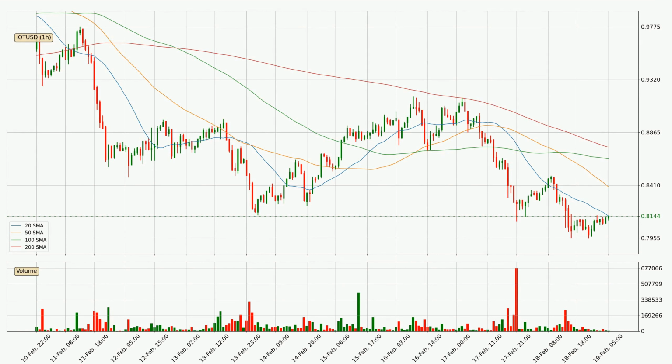Jumping to the hourly simple moving averages, the current price is below all simple moving averages for this time interval, which looks bearish, and it is to watch if the closest SMA, the 20 SMA, will play as resistance or the price will break it to the upside above the current price of around 81.5 cents.